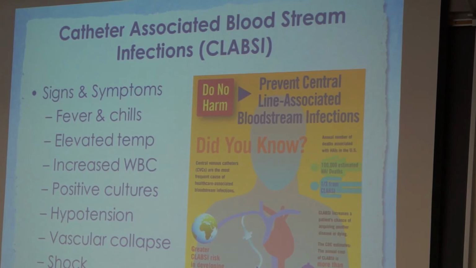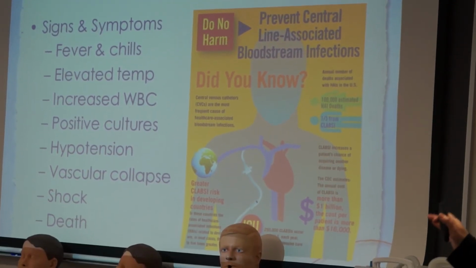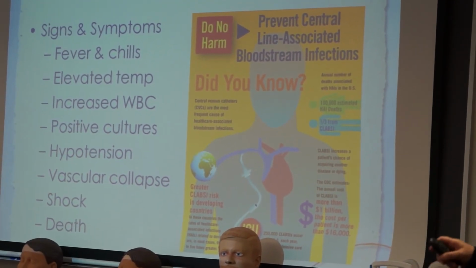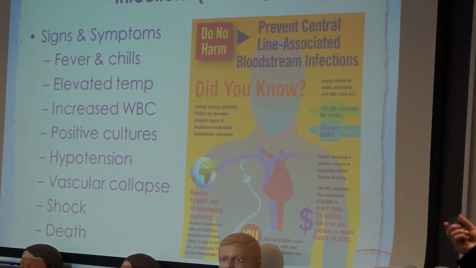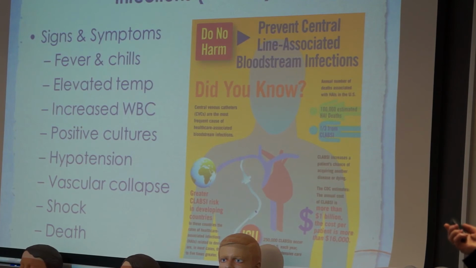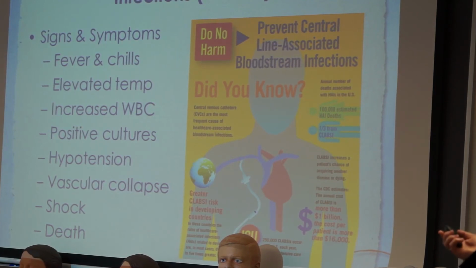So if you suspect this, the line has to come out. They oftentimes will culture the tip. But it's really important to recognize the signs and symptoms of CLABSI, and you really want to reduce your risk. The best way to reduce your risk is by using sterile technique and good aseptic technique.